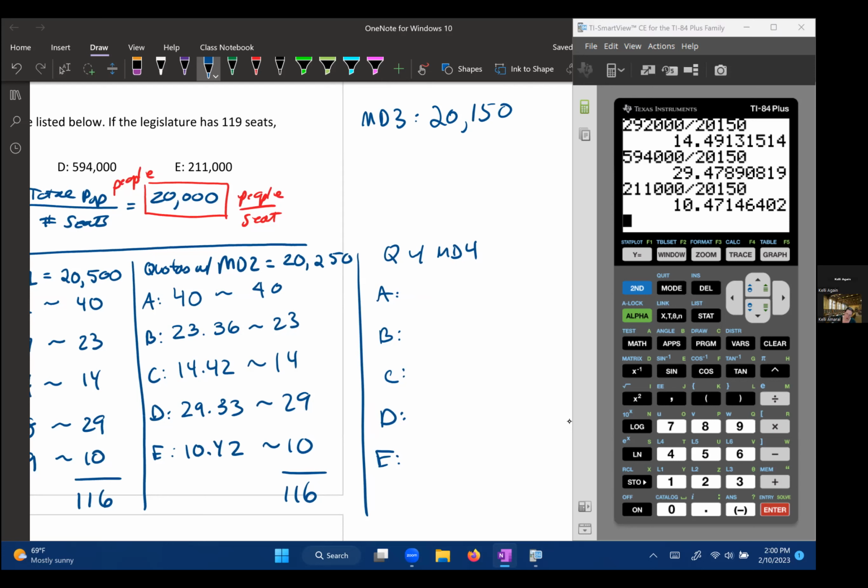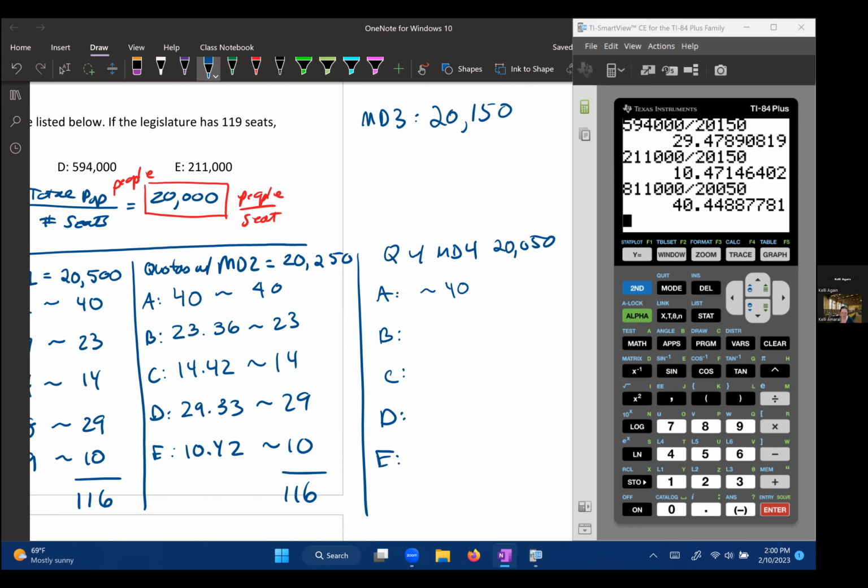Well, what about 20,050? Not 2,000, 20,050. Let's try that. So 811,000 divided by 20,050. All right, that's going to give me 40 there. I'm just writing down the rounded part.